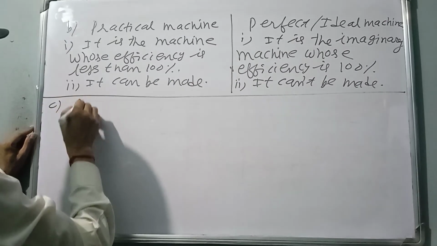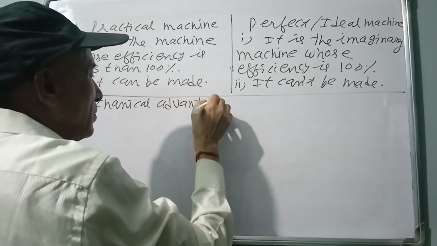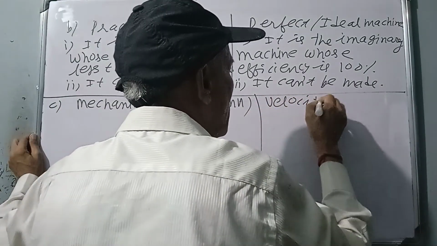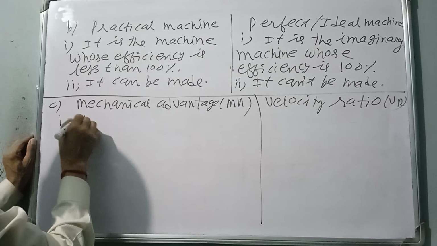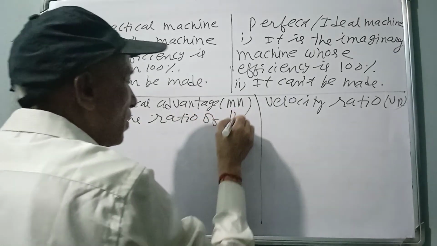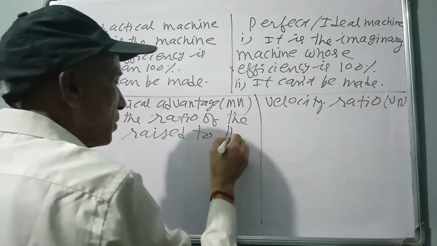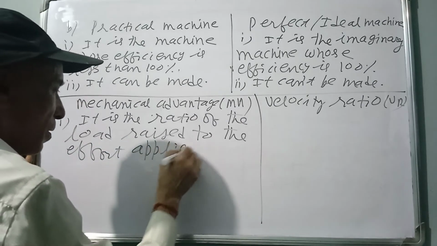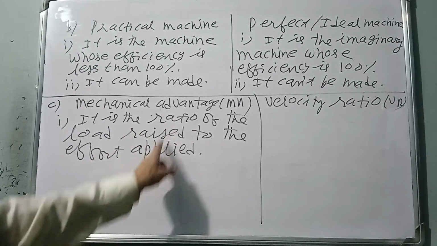Another is mechanical advantage, MA, and velocity ratio, VR. What is mechanical advantage? It is the ratio of the load raised to the effort applied. How much is the effort? How much is the load? The ratio of load raised to the effort applied is mechanical advantage.